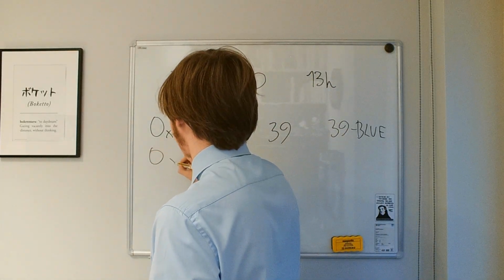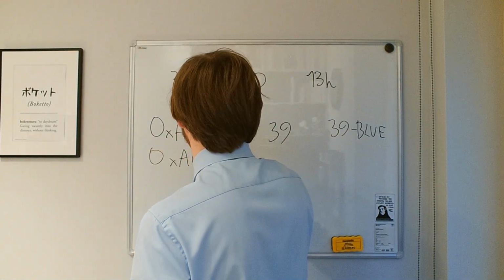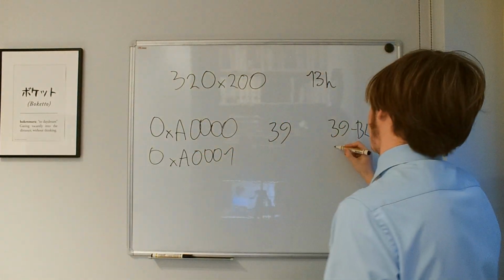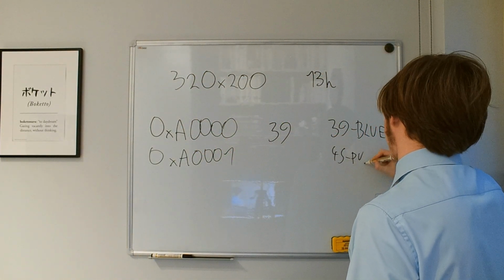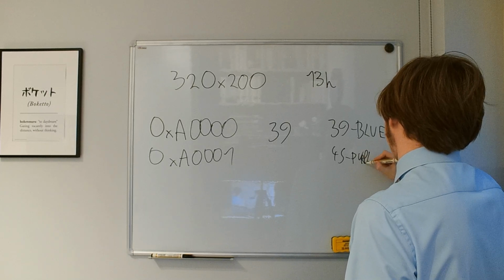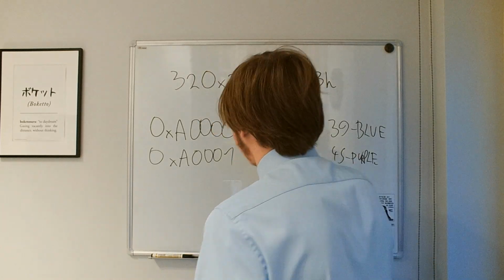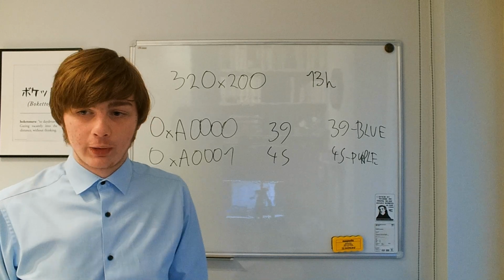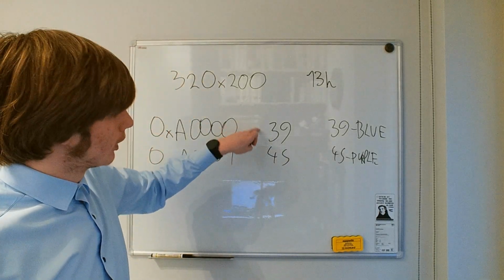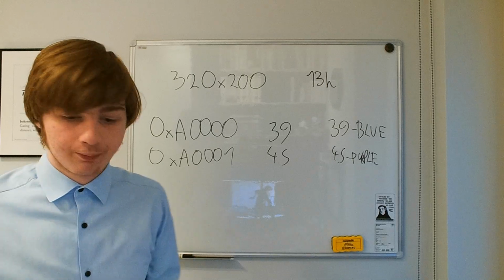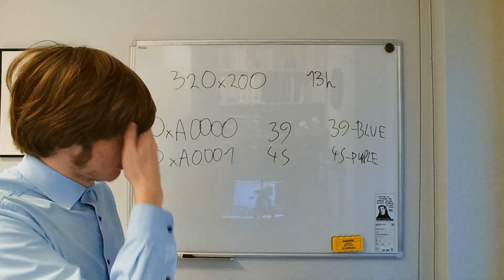And then the very next pixel, let's say arbitrarily 45 would be purple. So if you set that to 45, then it would know that the first pixel has to be blue and the second one has to be purple. Very simple.